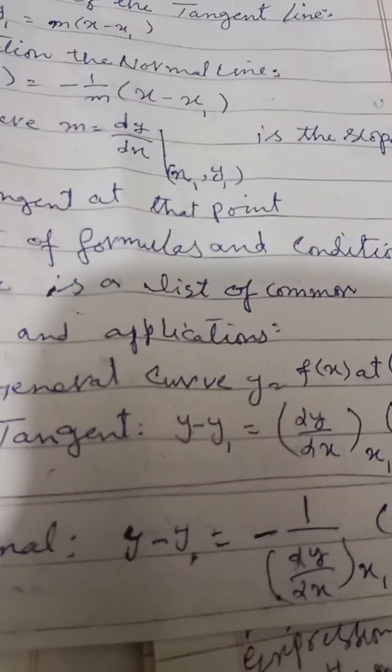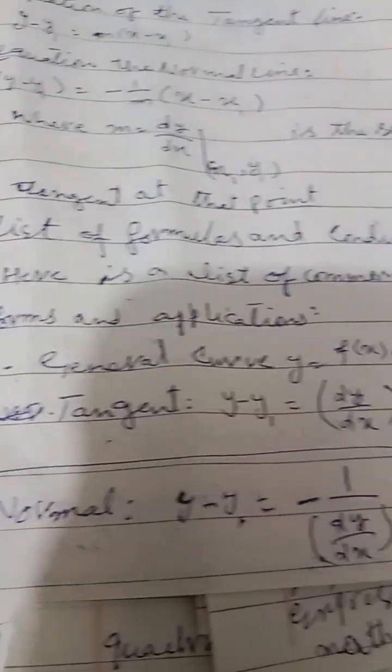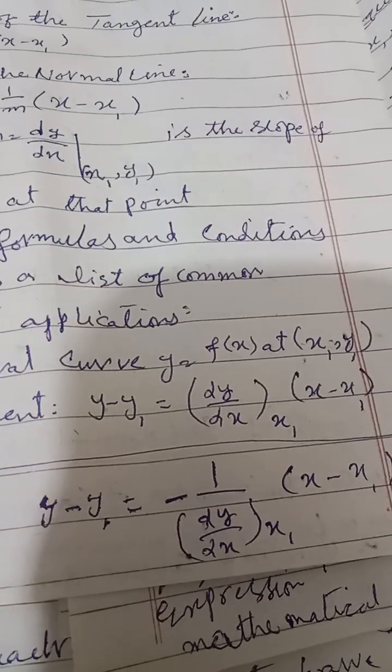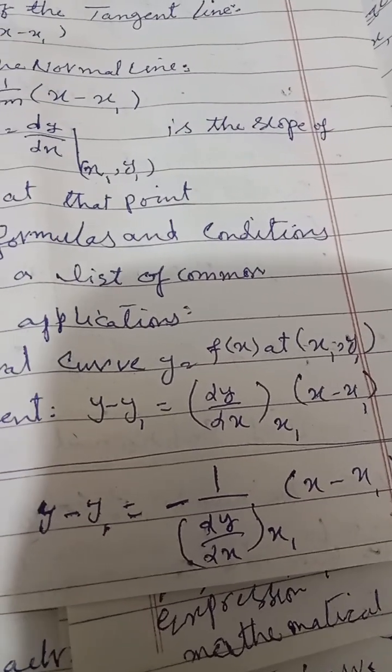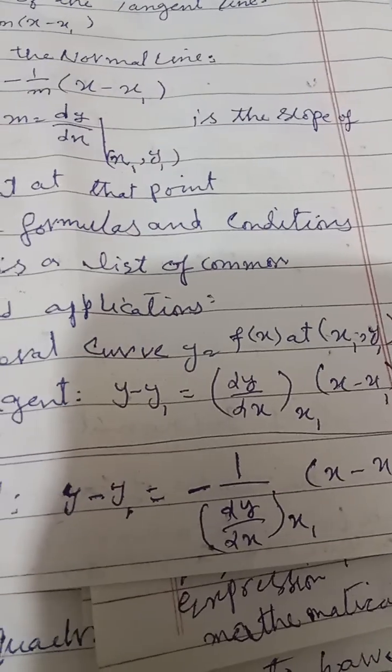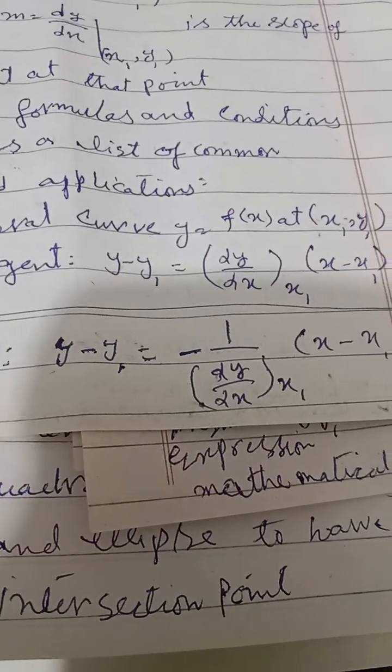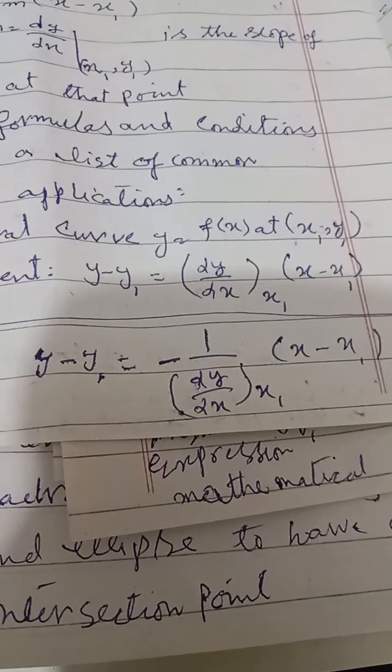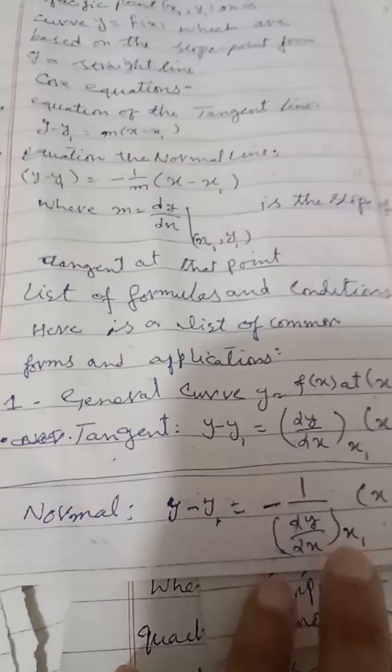Here is a list of common forms and applications. Geometrical curve: for a curve y equals f of x at x1, y1, the tangent is y minus y1 equals dy upon dx at x1 times x minus x1, and the normal is y minus y1 equals minus 1 upon dy upon dx at x1 times x minus x1.